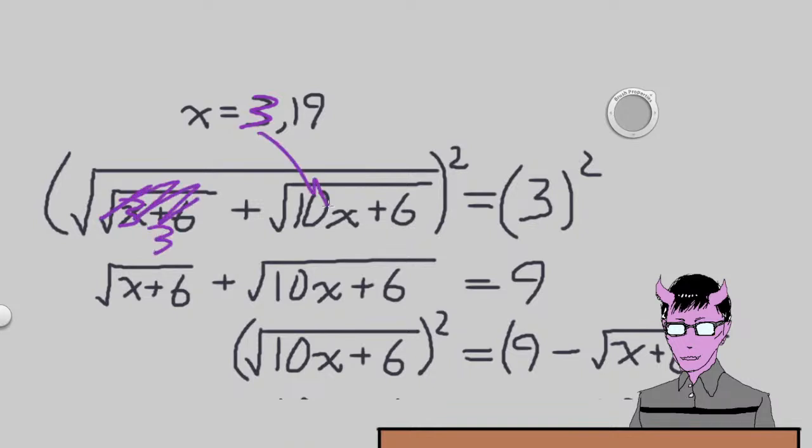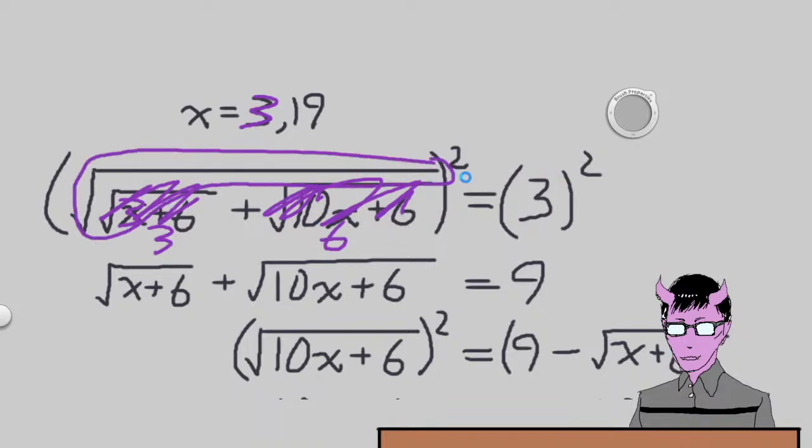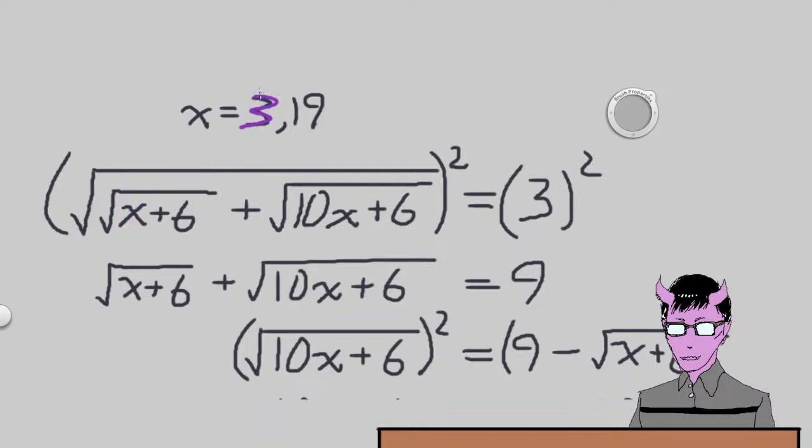And then plugging the 3 in there, that becomes 30 plus 6, which is 36. Square root of 36 is 6. 3 plus 6 is 9. Square root of 9 is 3. So that confirms the first number. So that's confirmed. And then we're going to check the second answer.